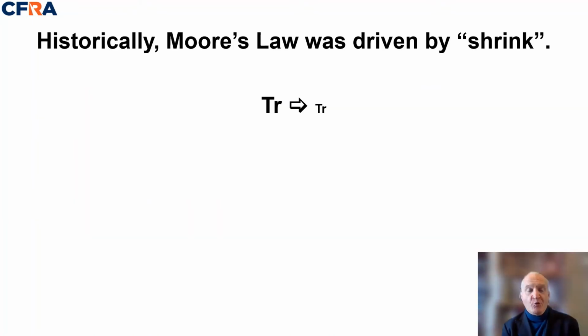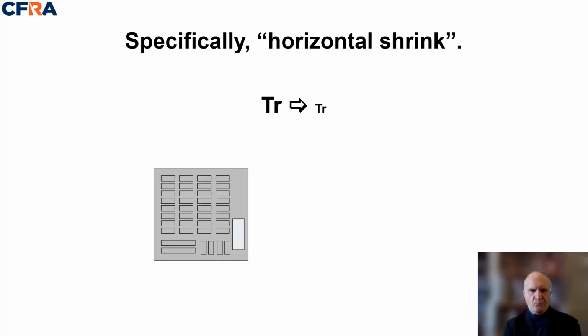Historically, Moore's law has been driven by shrink. That's simply making the transistors and their interconnections smaller, so you can cram more of them onto a chip. Whenever you see this symbol, TR, which stands for transistor, it simply denotes a shrink. Specifically, what we mean here is horizontal shrink.